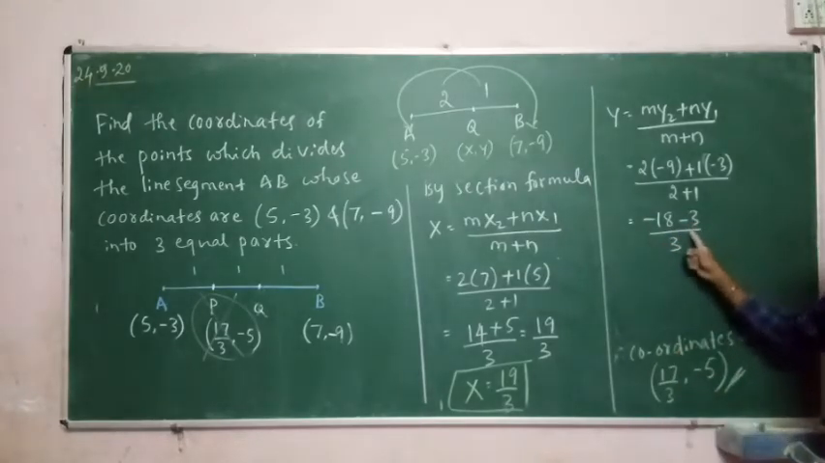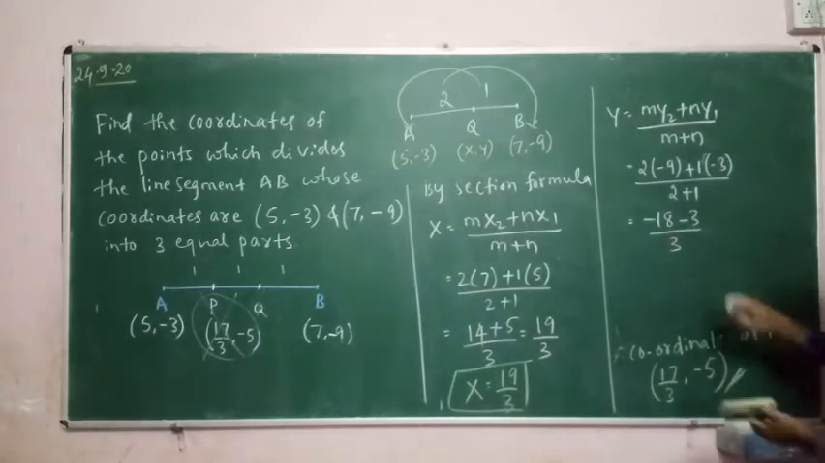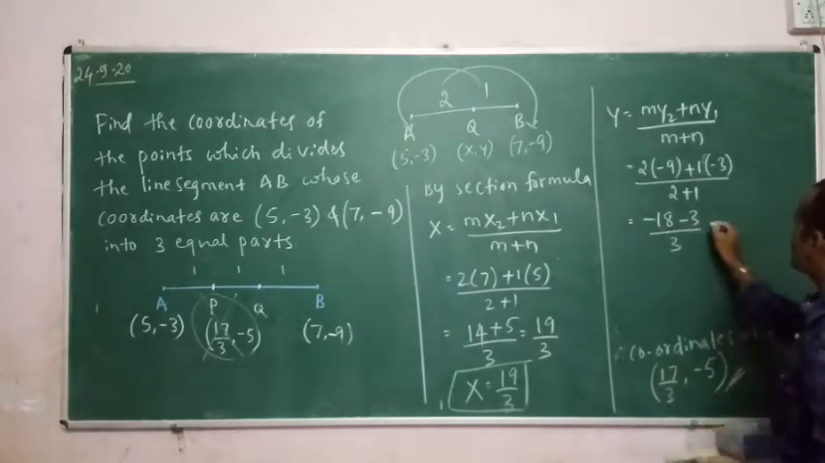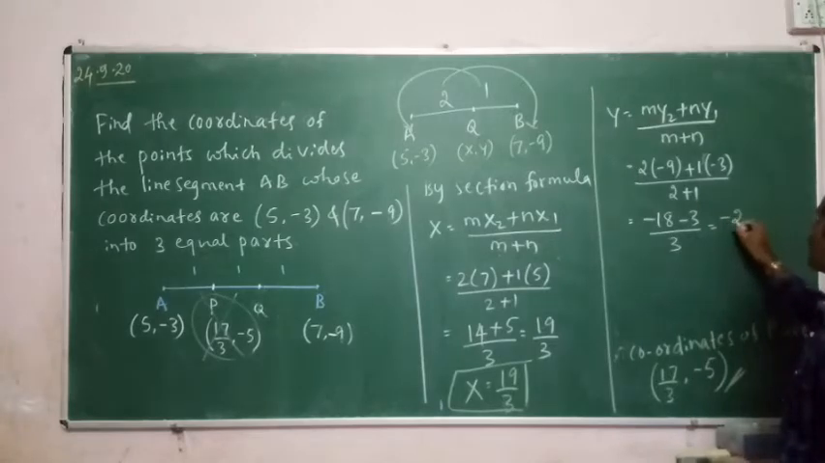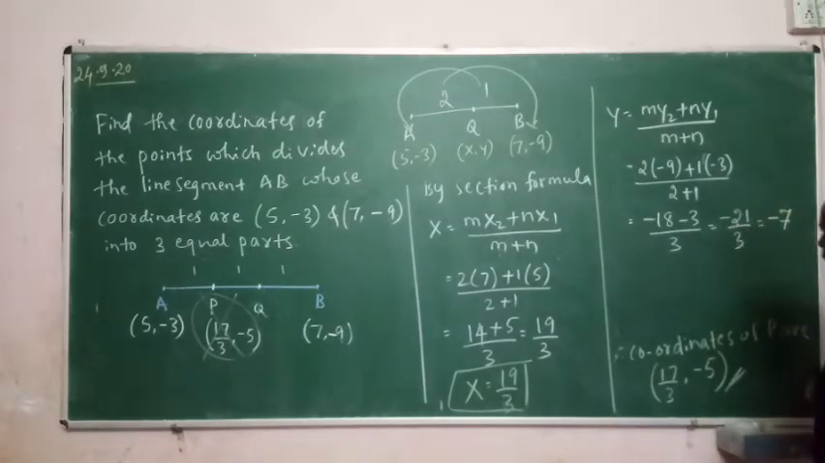Don't cancel here. This is not at all a way to cancel. We first simplify. When both are minus, keep the minus and as it is, add the numbers. Minus 21 by 3. Answer is minus 7.